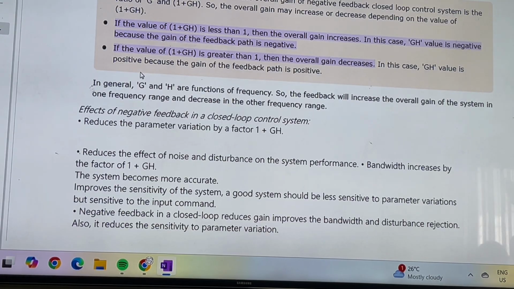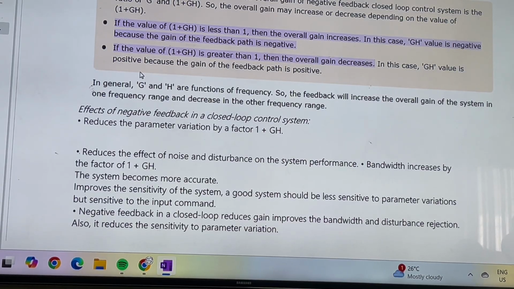Okay. So next, we have negative feedback in a closed loop reduces gain, improves the bandwidth, and disturbance rejection. Also, it reduces the sensitivity, again, to parameter variation.